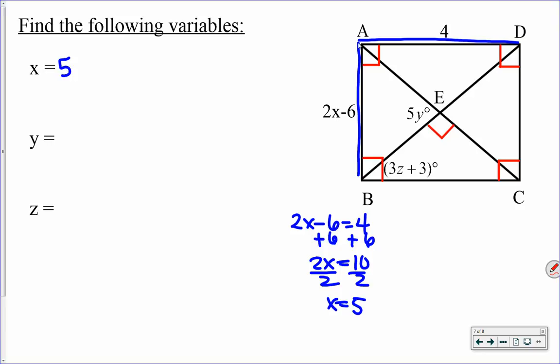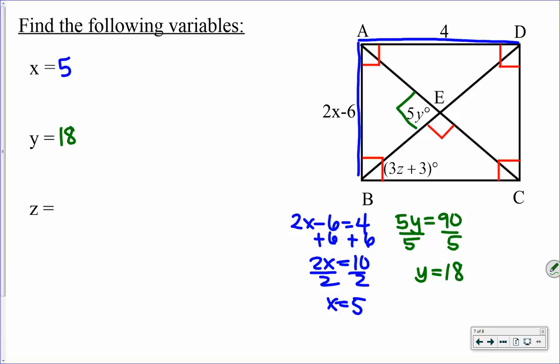Let's look for y next. Well, where is y? Y is at this angle in the middle where the diagonals intersect. Well, we know that the diagonals are perpendicular and they make 90-degree angles. So we can say that 5y is equal to 90. So we divide by 5, and y is equal to 18.